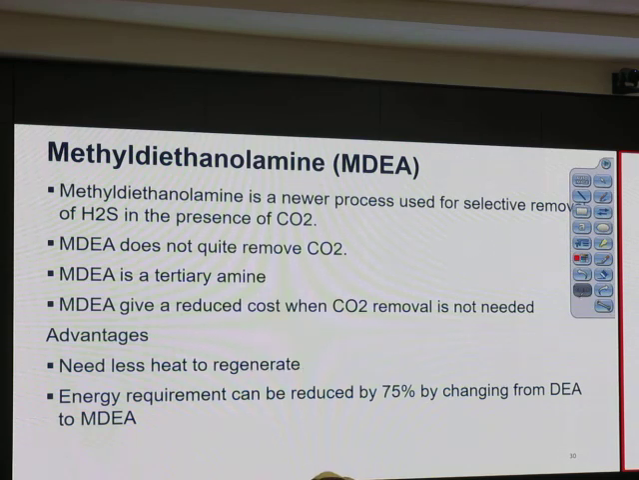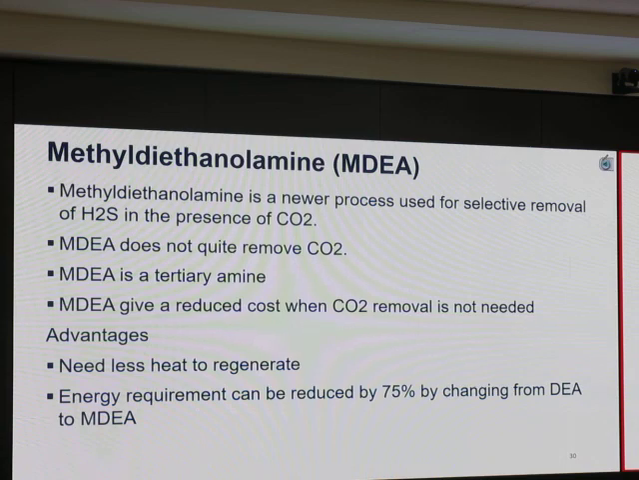MDEA, methyldiethanolamine, is the one never covered in process. When you go to a gas plant, tell me, do they use MEA, DEA, MDEA, or DIPA, or whatever? What kind of amine do they use? That could be an example. This MDEA is for selective removal of H2S in the presence of CO2.